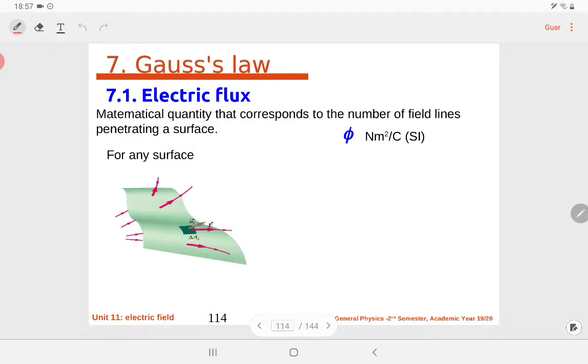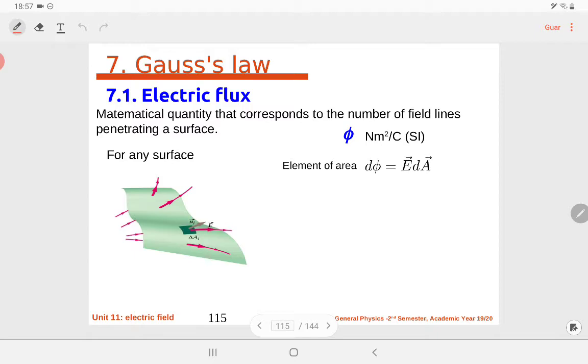In a more general example, we can think of a surface that is not plane, that might have any distribution. And this is an example here. For any surface like this one, what we can do is divide it into very small plane surfaces. Each of these plane surfaces is going to have an area differential dA and a direction normal to that plane.